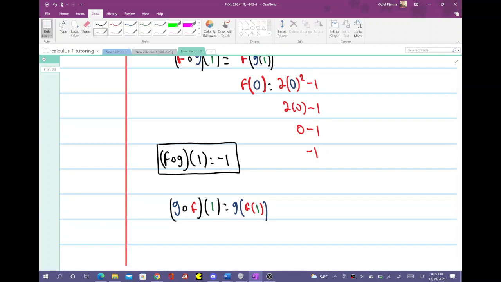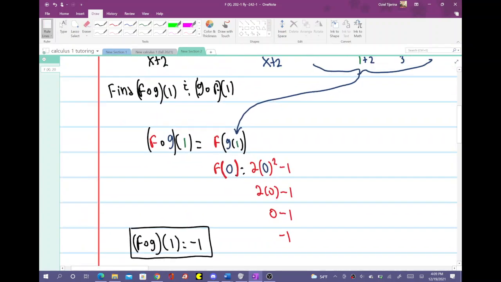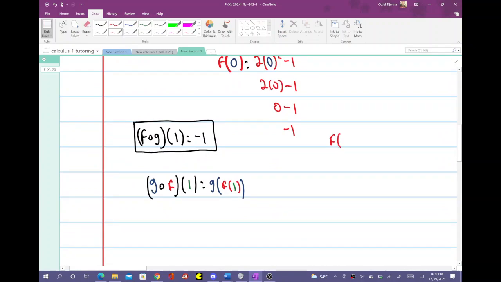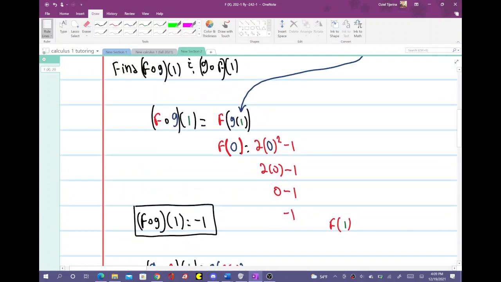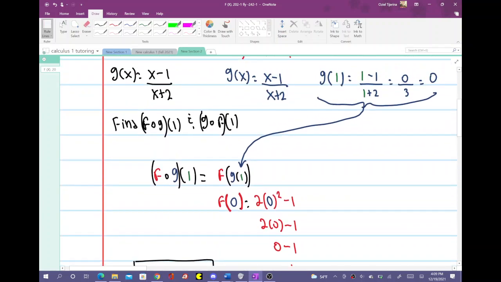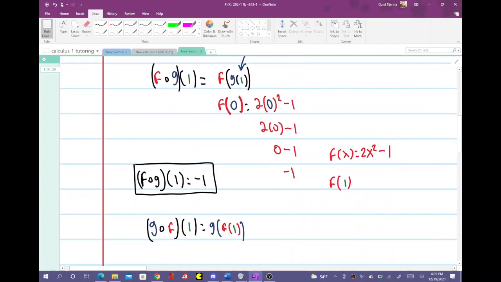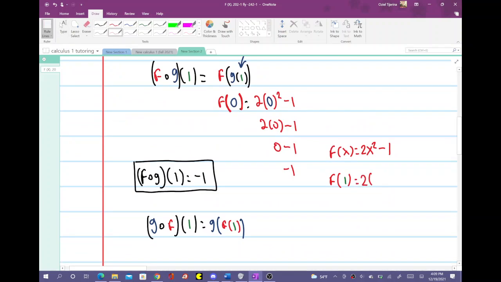So f of 1, we can plug that in. And again, I'm using green for a reason, because I don't want to use the blue one or the black one. But f of 1 is going to be, so our function, remember, is f of x equals 2x squared minus 1. So we have f of 1 equals 2 times 1 squared minus 1, which is 2 times 1 minus 1, which is 2 minus 1, which is 1.